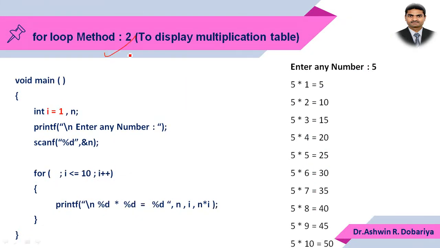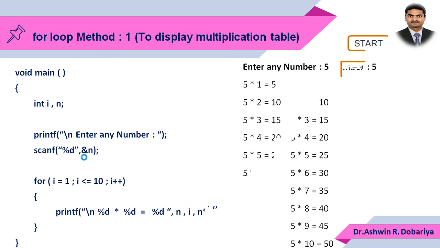The second method says that it's not compulsory to mention the initialization statement in the for, we can mention it before the for statement also. So what I have done in the same program, at the time of declaration of I, is initialize it to 1.